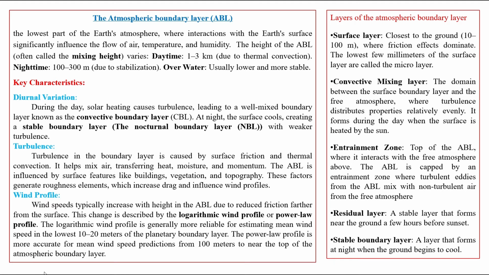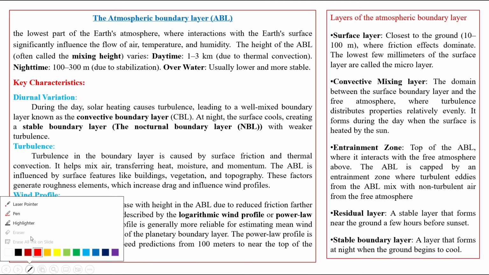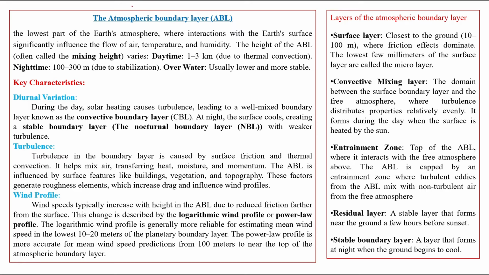So next we are going to discuss the atmospheric boundary layer. These three are the important things, the main properties. One is the temperature variation due to the diurnal variation, then turbulence level, how the wind profile varies. Everything you are going to see: due to the temperature, how it gets affected, then how turbulence varies and how the velocity profile varies.